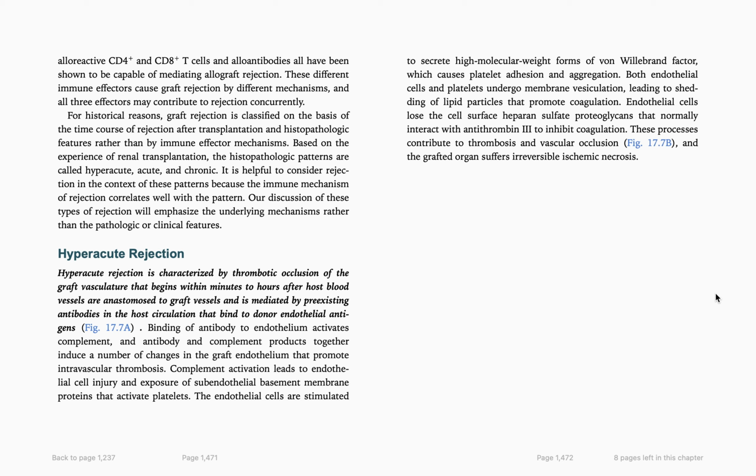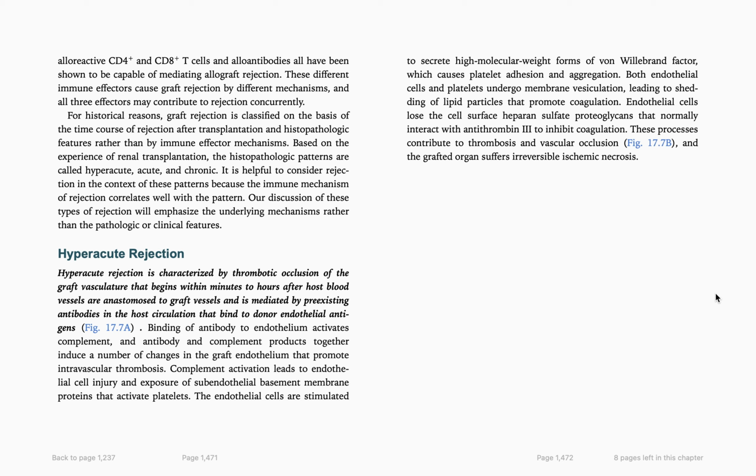Hyperacute rejection. Hyperacute rejection is characterized by thrombotic occlusion of the graft vasculature that begins within a minute to hours after host blood vessels are anastomosed to graft vessels, and is mediated by pre-existing antibody in the host circulation that binds to donor endothelial antigens. Binding of antibody to endothelium activates complement, and antibody and complement products together induce a number of changes in graft endothelium that promote intravascular thrombosis.